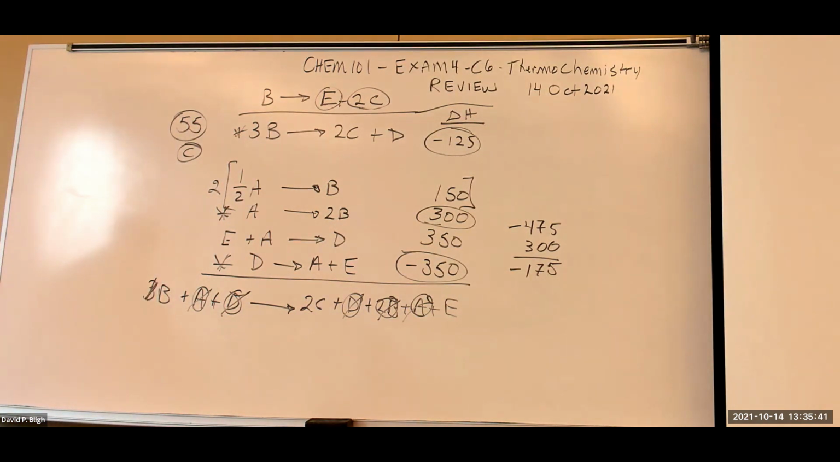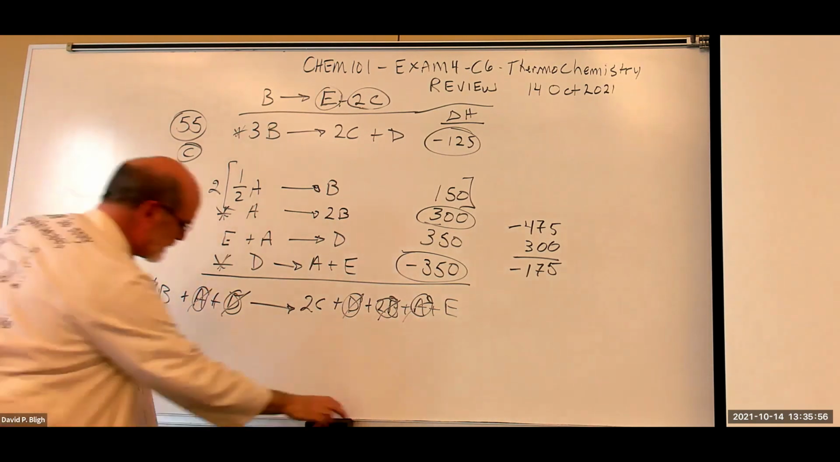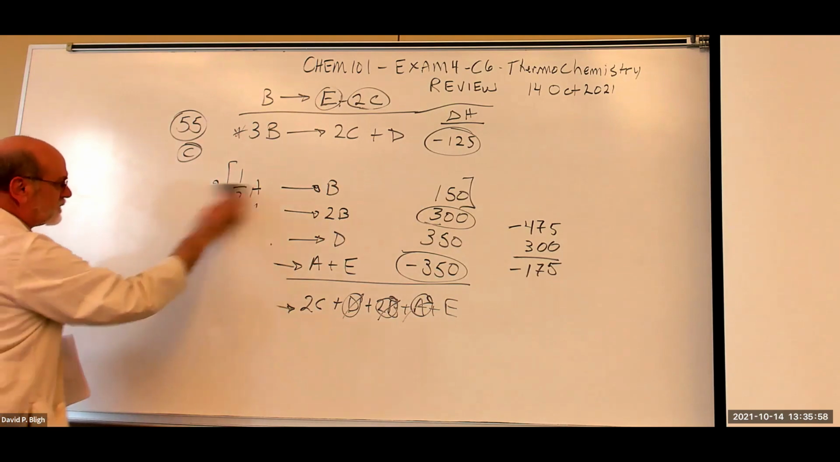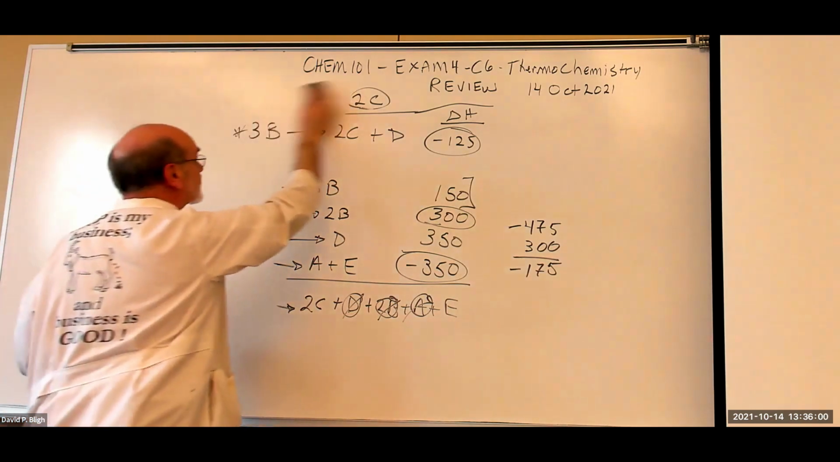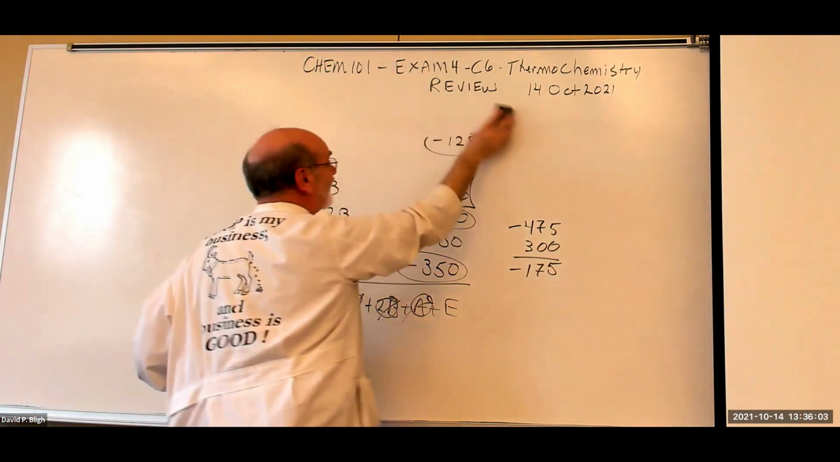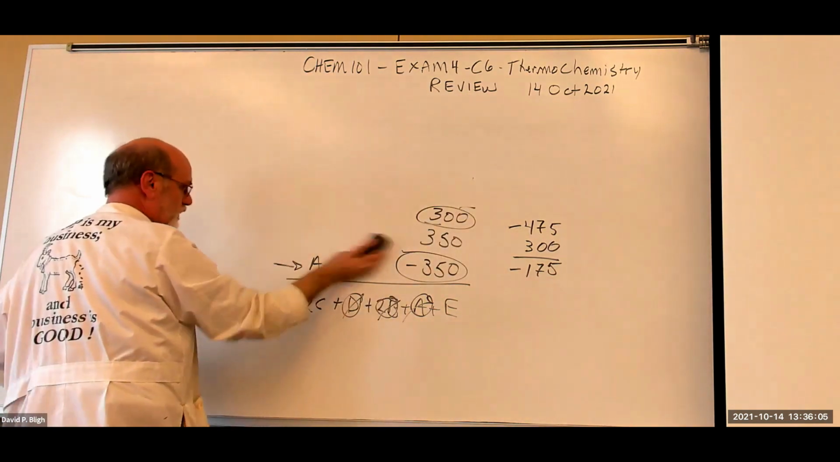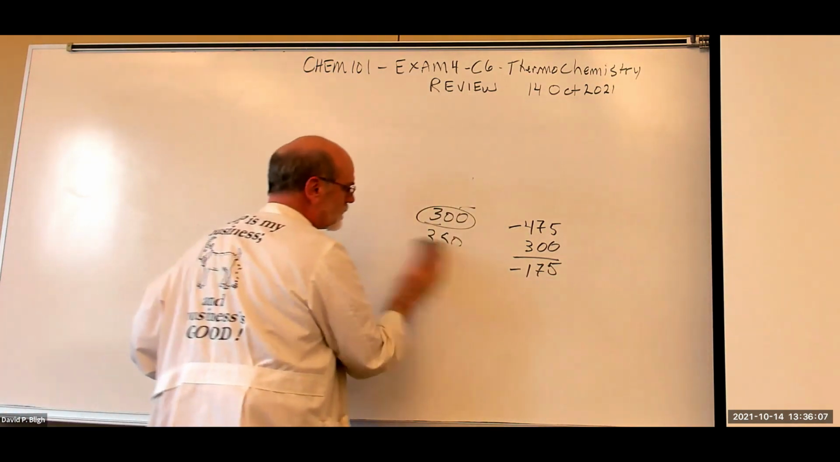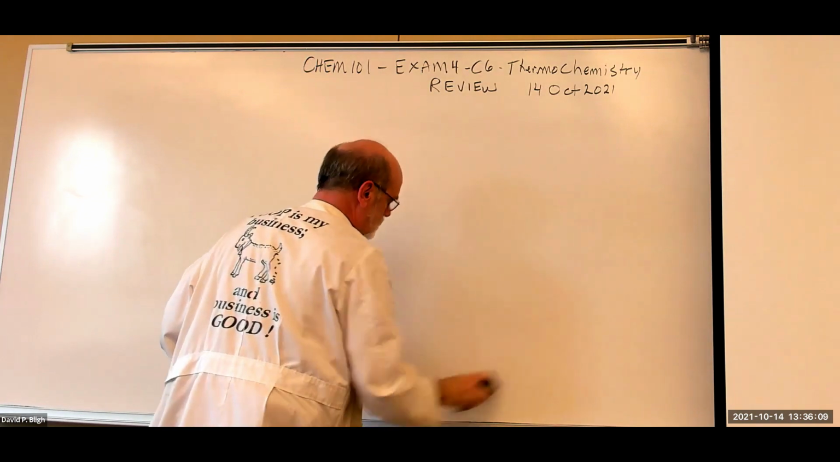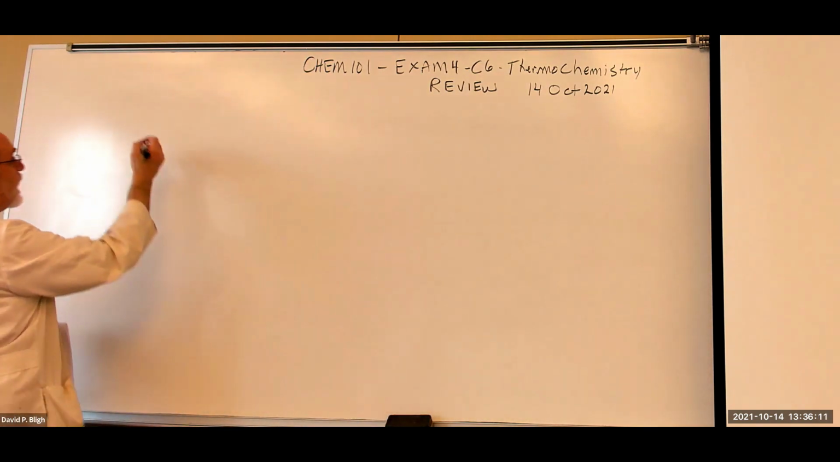So let me see if I can find one that we can do before all my time's up. How about 65? Let's do 65. Fairly simple. There's just one trick. And I can kill two birds with one stone here. 65.